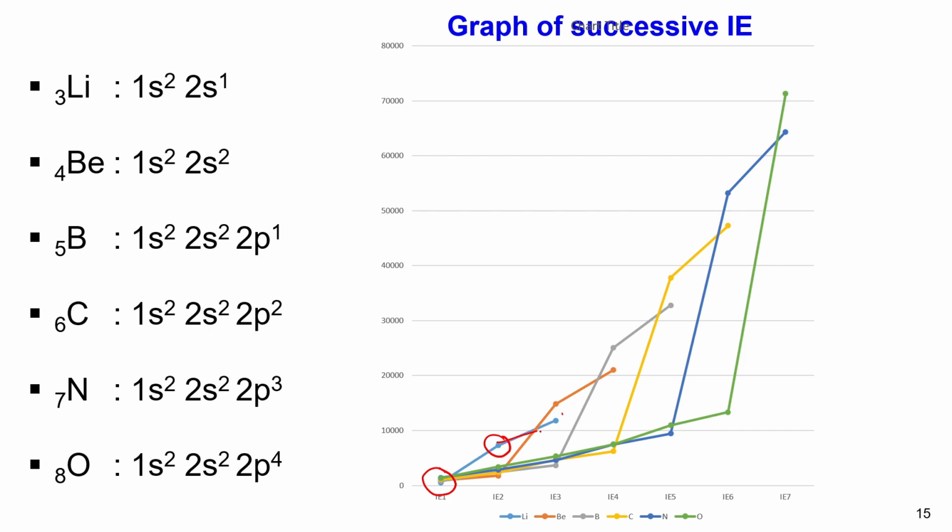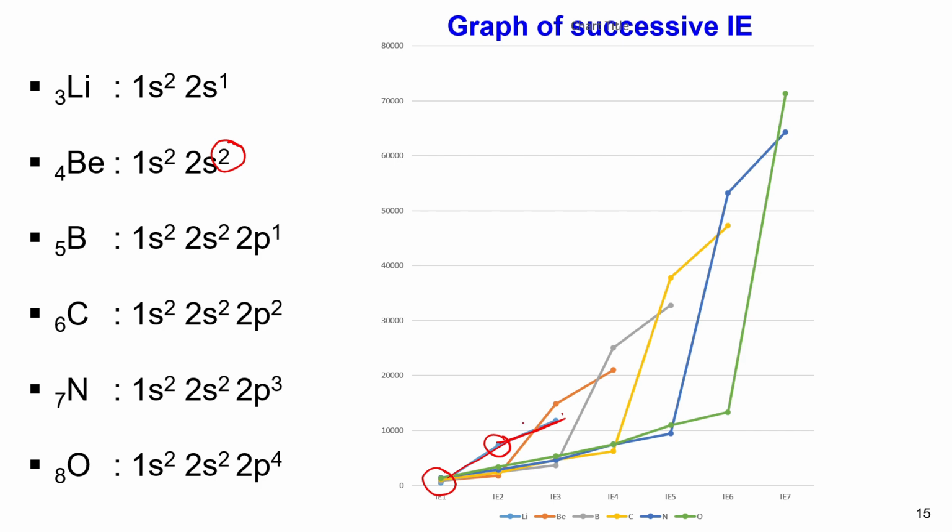Jadi sepatutnya dekat sini dia ada sudden increase, between elektron yang pertama dengan elektron yang kedua. Okay, dia mempunyai sudden increase. Lepas tu dia mendatar sikit di sini. Kalau beryllium, first electron, second electron daripada 2s2. First electron, second electron, and then ini sudden increase. Dia ada peningkatan tiba-tiba dekat sini, sudden increase.